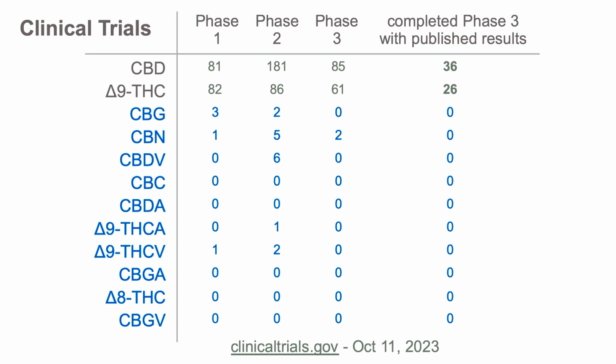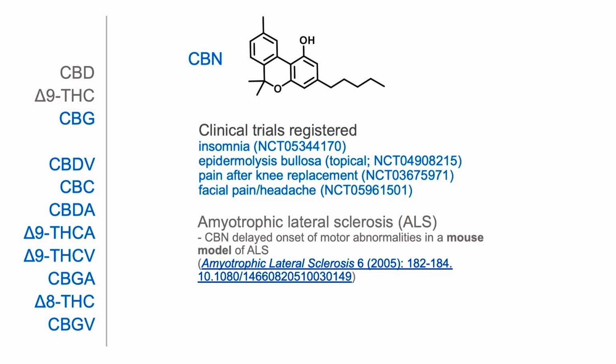There are certainly no trials on any minor cannabinoids with published phase 3 results. The closest to that would be CBN. I'm going to go through a couple of these indications for you guys quickly. Not all of them, but in the case of CBN, the registered trials are for insomnia, epidermolysis, pain after surgery, and facial pain and headache. And then in addition to these clinical trials, there's a lot of academic literature that connects some of these molecules to various indications. And it would be impossible to summarize them quickly, but in this case of CBN, just one paper: in ALS, delayed the onset of CBN treatment, delayed the onset of abnormalities in a mouse model of ALS.